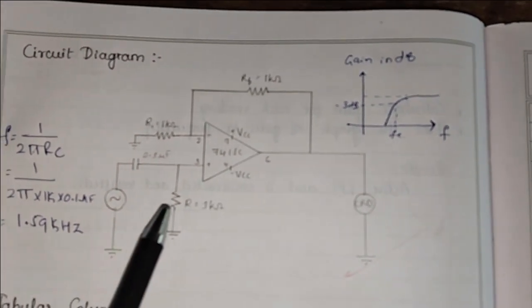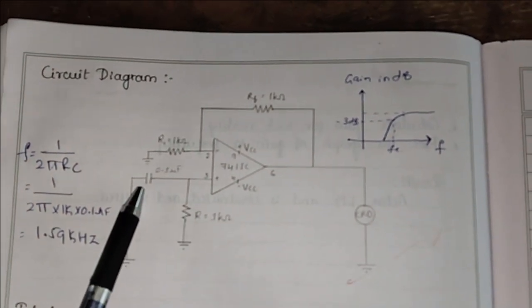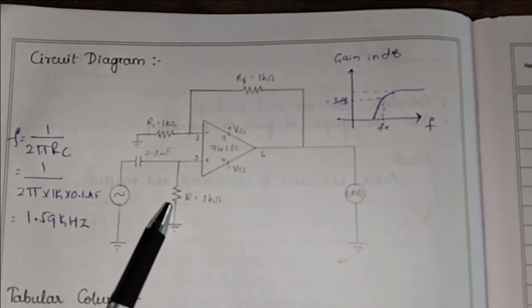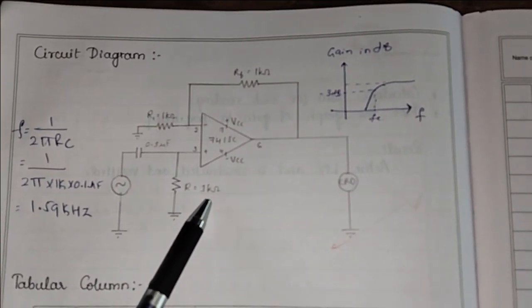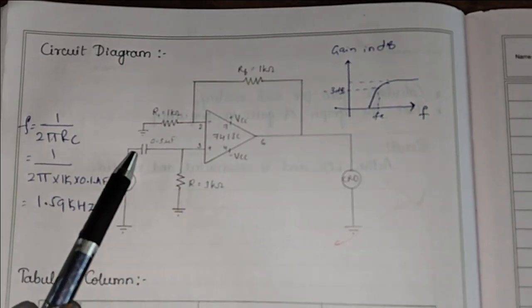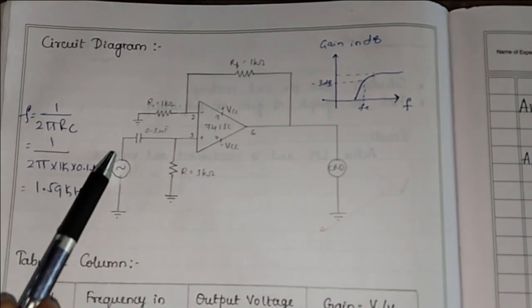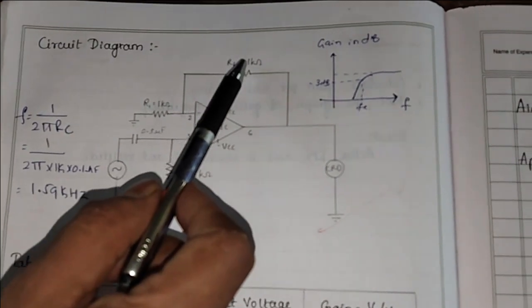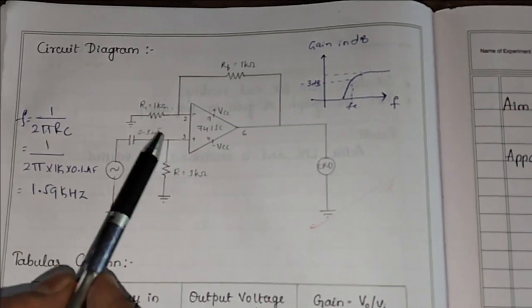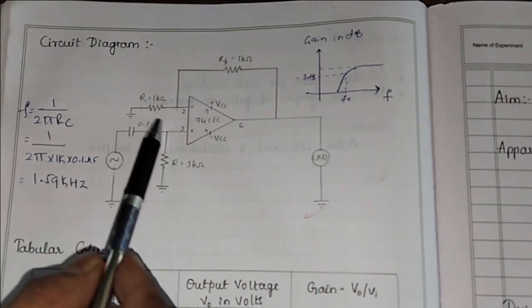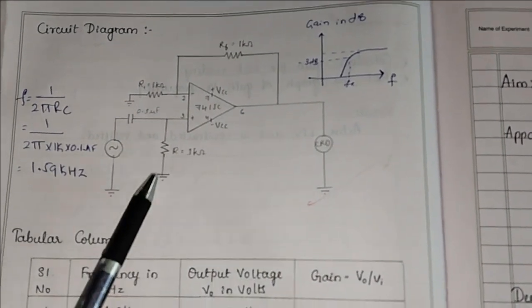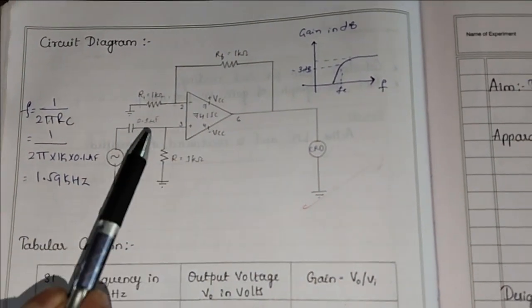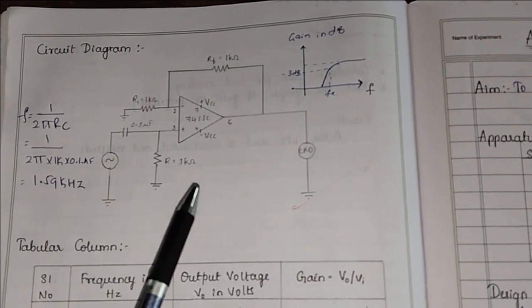At pin number 3 we have connected a capacitor C, which is 0.1 microfarad, and a resistor R, which is 1 kilo ohm. Both this capacitor and resistor form the high-pass filter, and the resistors R1 and RF and this op-amp IC act as a non-inverting amplifier. Together, this high-pass filter and this amplifier form the active high-pass filter.